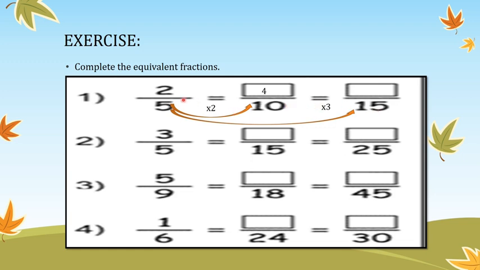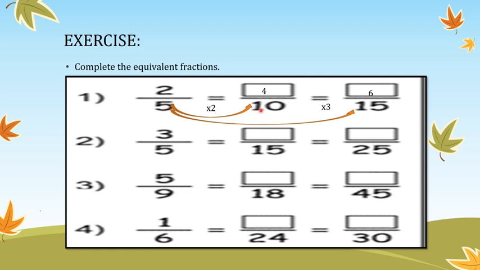So if the denominator is multiplied 3 times to get 15, then your numerator will also be multiplied by 3. So here we are going to multiply this by 3 and write down 2 threes are 6. Okay, so here we understand how to complete the equivalent fraction. We need to multiply the numerator and denominator by the same number.